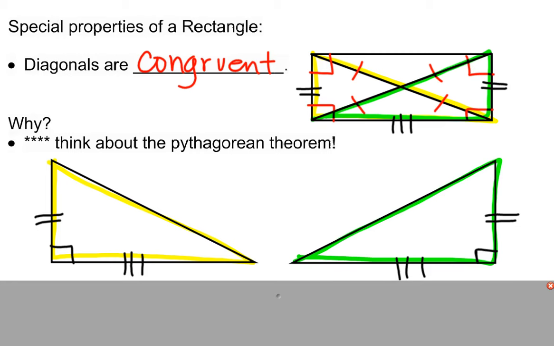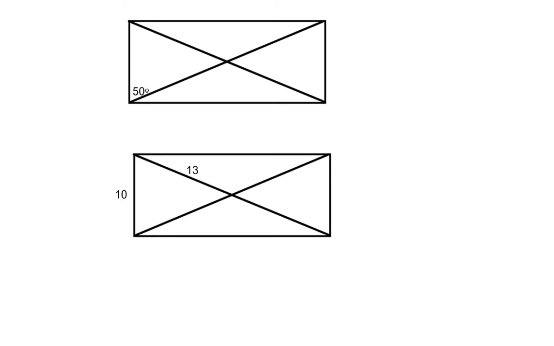Well, think about what we use in a right triangle to find the third side. The Pythagorean theorem. We also know from our congruent triangles that this yellow triangle and this green triangle are congruent because of the side angle side congruence theorem. And that automatically tells you that this piece and this piece have to be congruent, and those are the diagonals on a rectangle.